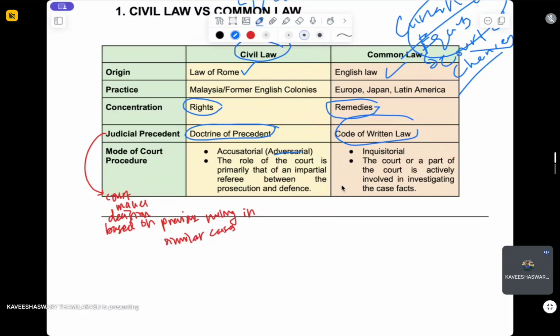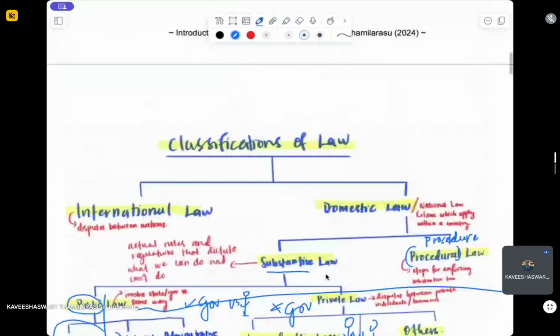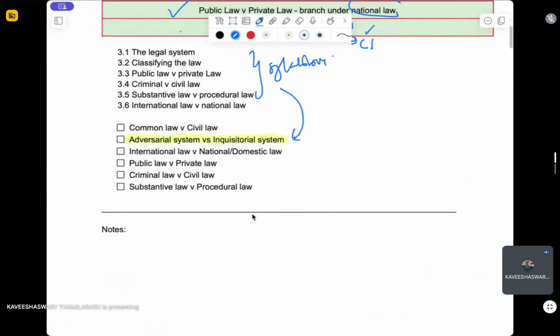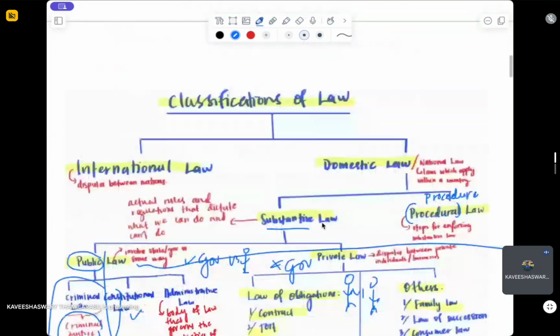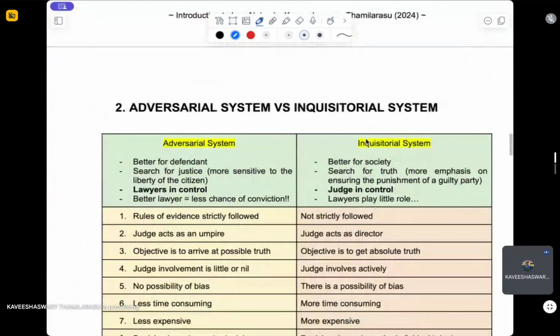Okay, so just to recap again, civil law and common law are basically the sources of the legal system which build the entire legal system that you see today. That's it. But there's some extra information on how you can explain common law and civil law when it comes to your essay question. So we are done with the first one. Next, we're going to take a look at the adversarial system and the inquisitorial system. I hope you're clear on the first one. So we're going to take a look at the second one, the adversarial system and the inquisitorial system.